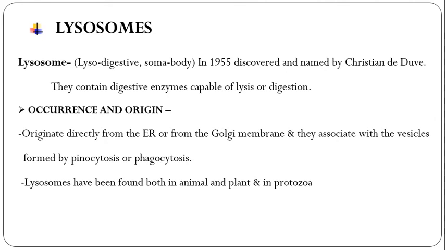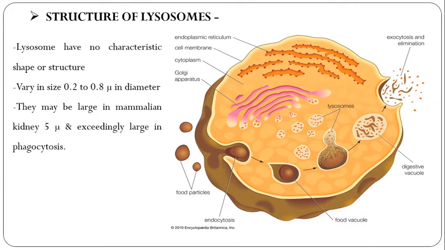So, what are lysosomes and their structure? Lysosomes have no characteristic shape or structure, so it is difficult to identify them under the electron microscope. But they usually appear as dense globular bodies and vary in size from 0.2 to 0.8 micron in diameter. They may be larger in mammalian kidney, up to 5 micron, and exceedingly large in phagocytes.